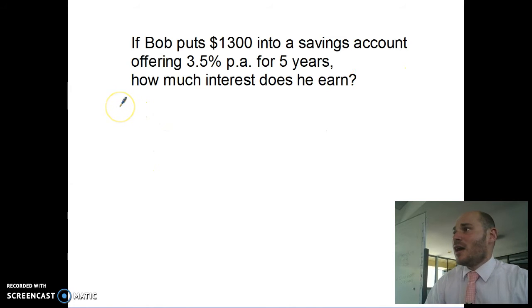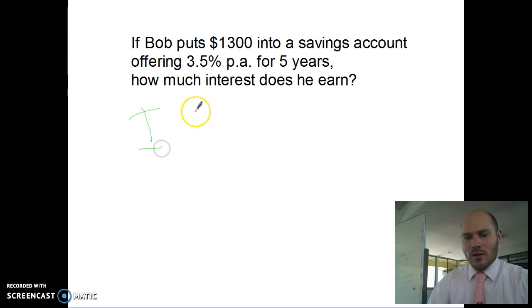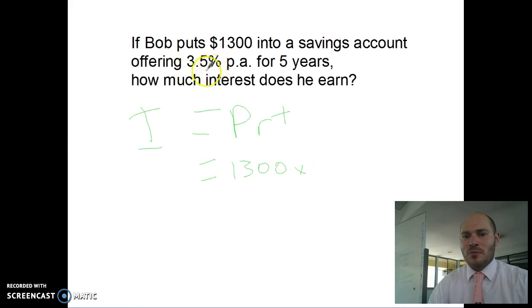Our first question is: if Bob puts $1,300 into a savings account offering 3.5% per annum over 5 years, how much interest does he earn? As always, we're going to start with our rule, I equals PRT. My P, my principal or starting amount, is $1,300. My rate I can see is 3.5% per annum, but as I just said, we don't write it as the percentage, we need to turn that into a decimal. So I get 0.035, and my time is 5 years.